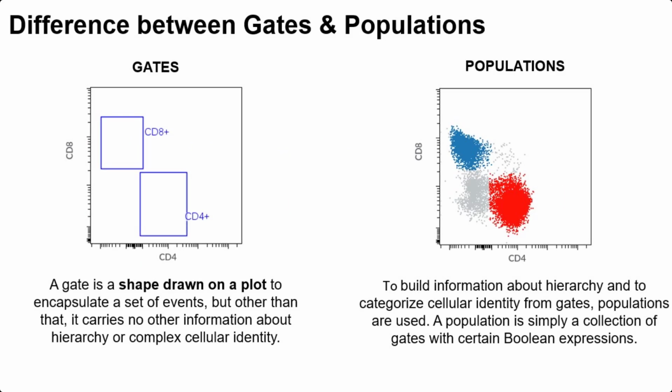In the CytoBank platform, it's important to keep in mind that gates and populations are two independent entities. A gate is a shape on a plot, while in order to build information about hierarchy and to categorize the cells, populations are used. With this in mind, let's take a look at the Gating Editor interface.